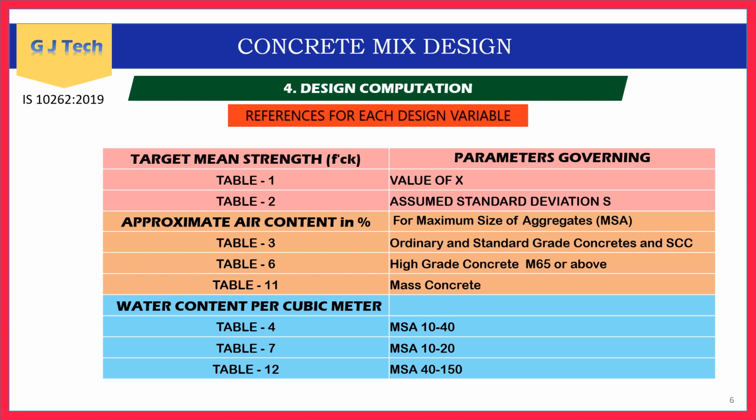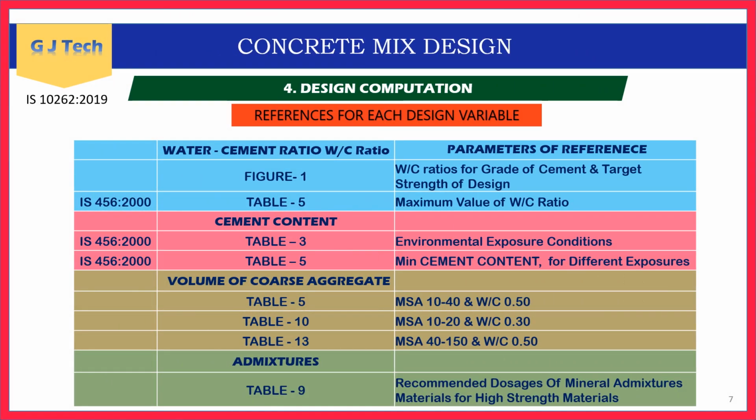Target mean strength, the references; approximate air content, the references; water content per cubic meter, references. The next variables are water cement ratio, references; cement content, references; and volume of coarse aggregate, the references. They are referred from individual tables and figures for the respective parameters from IS 10262, and for certain parameters or variables from IS 456 2000.